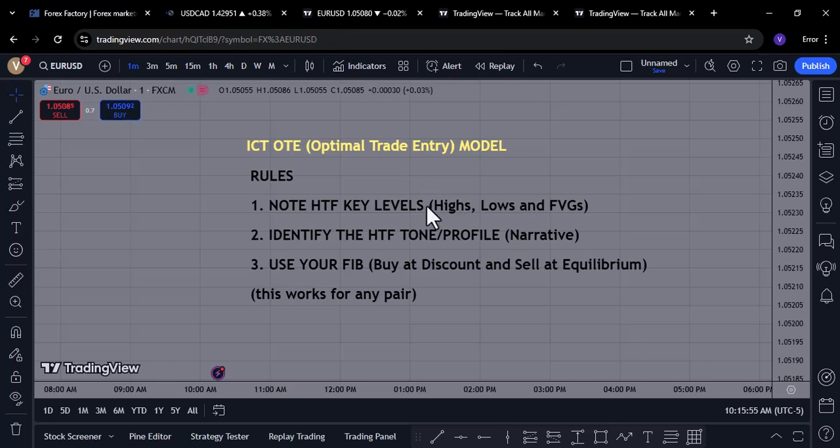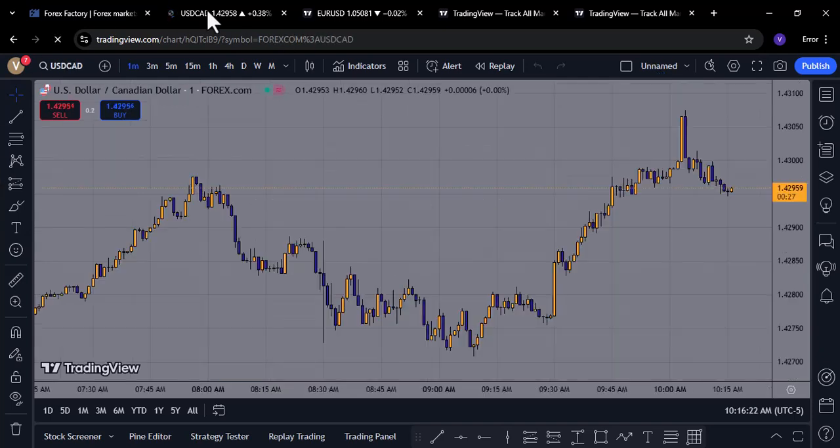So the rules are here. The first thing you want to do is note higher time frame key levels. This HTF simply means higher time frame key levels such as highs, lows, and FVG. So let's do this together.